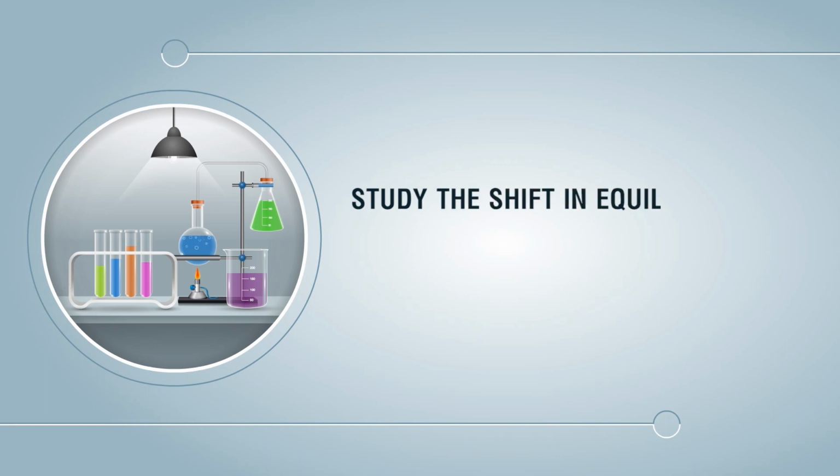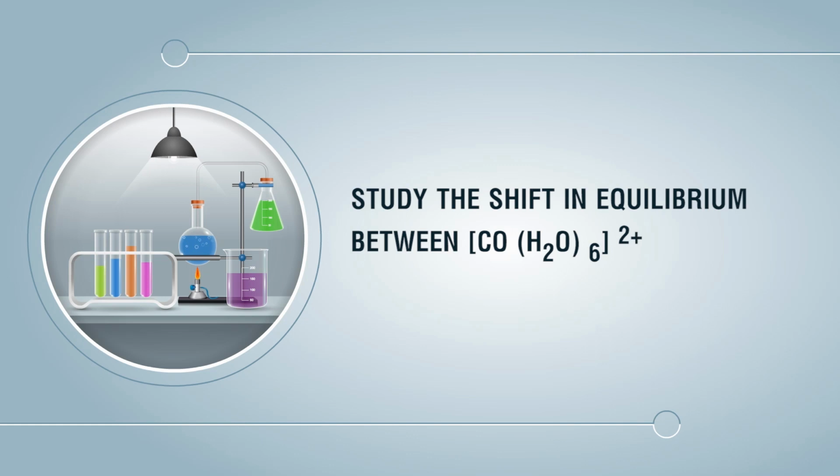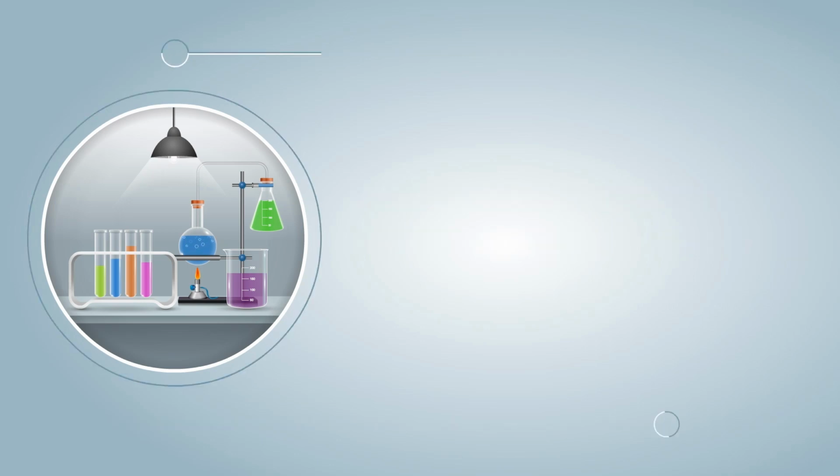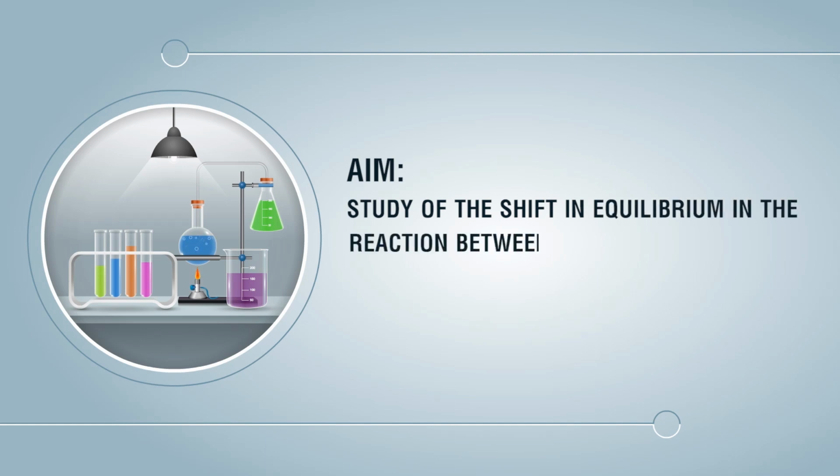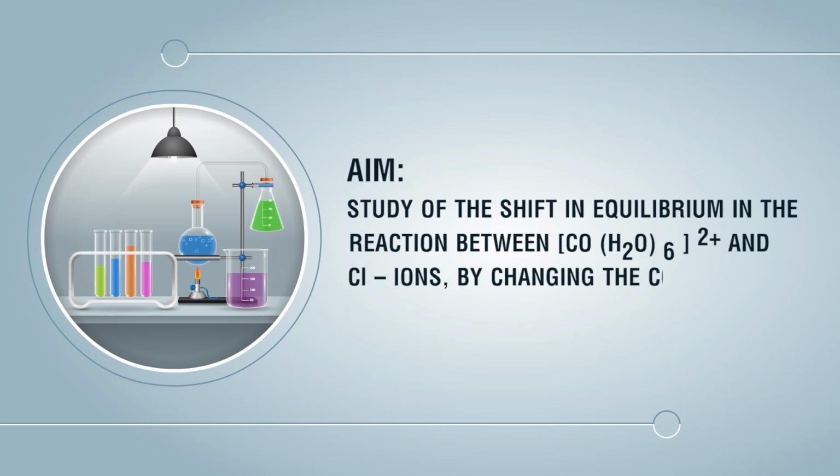Study the shift in equilibrium between [Co(H2O)6]2+ and Cl- ions. Aim: study of the shift in equilibrium in the reaction between [Co(H2O)6]2+ and Cl- ions by changing the concentration of any one of these ions.